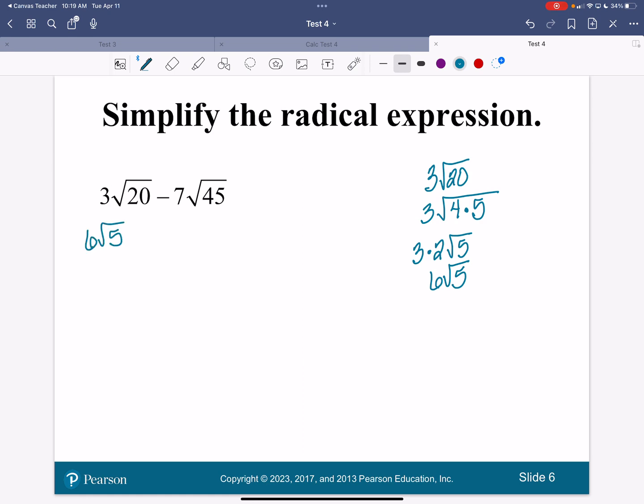Okay. Now I'm going to go ahead and bring down my minus. Okay. So now let's do 7 on the square root of 45. Is there a perfect square factor in 45? No. Good, it's 9. So I have 7 on the square root of 9 times 5. What's the square root of 9? Good. I keep the 7 on the outside. Now I've got a 3 on the outside because that's the square root of 9. And then I've got a 5 left. And I multiply that 7 and 3 together. So then I have 21 on the square root of 5.